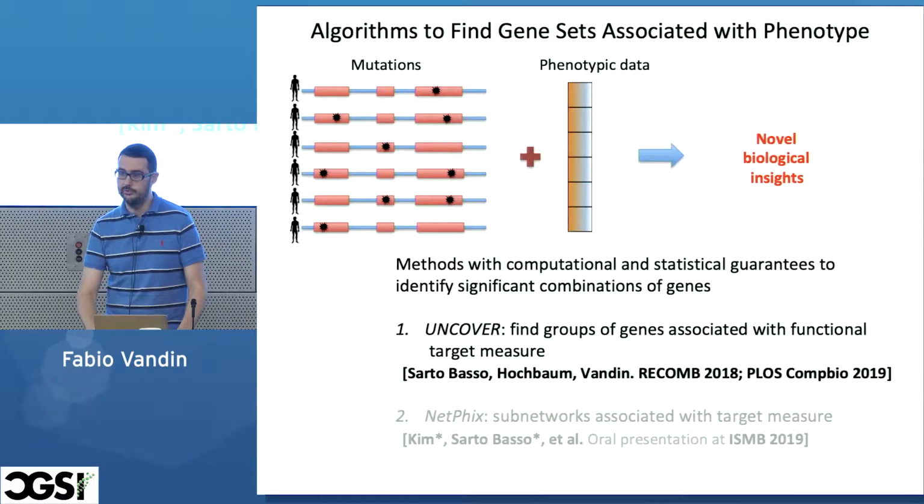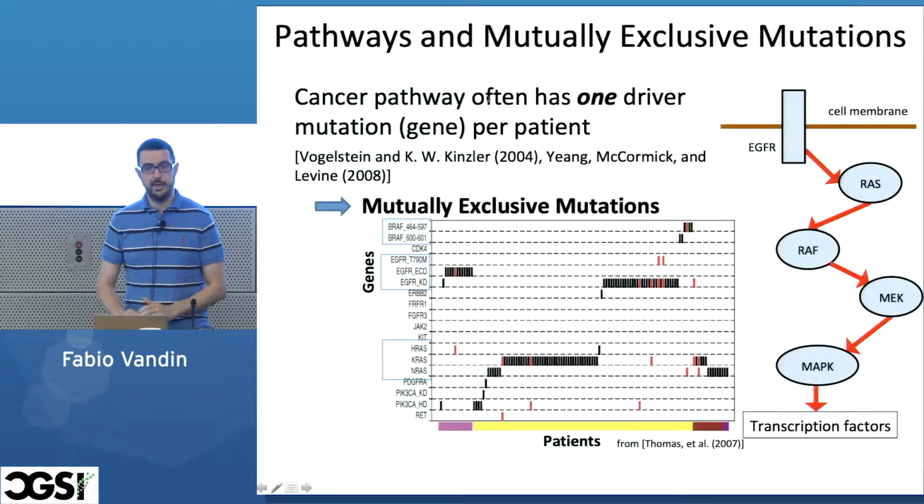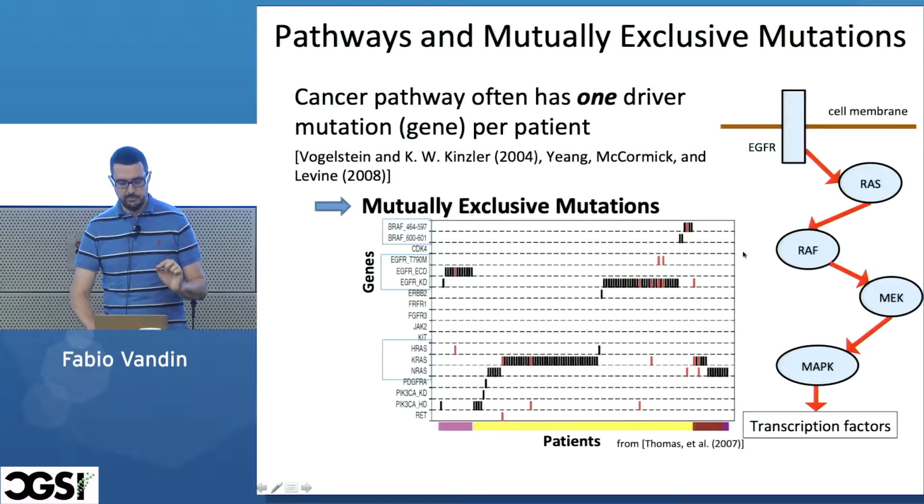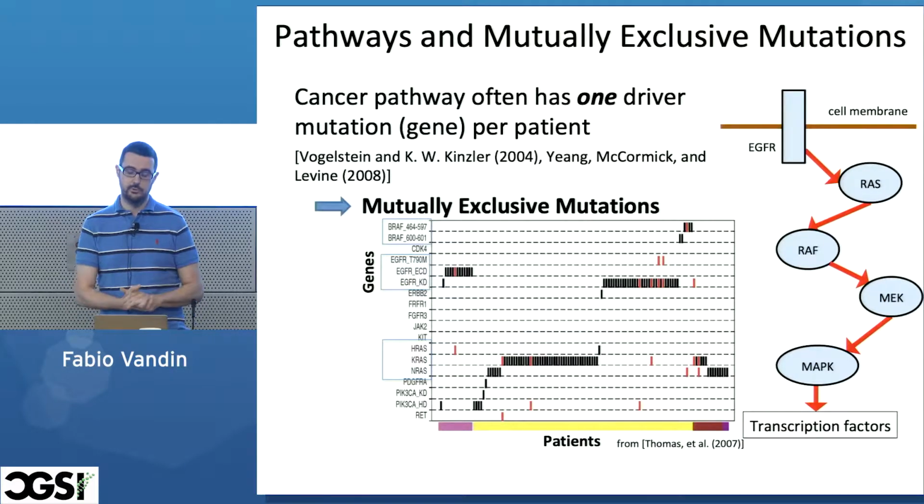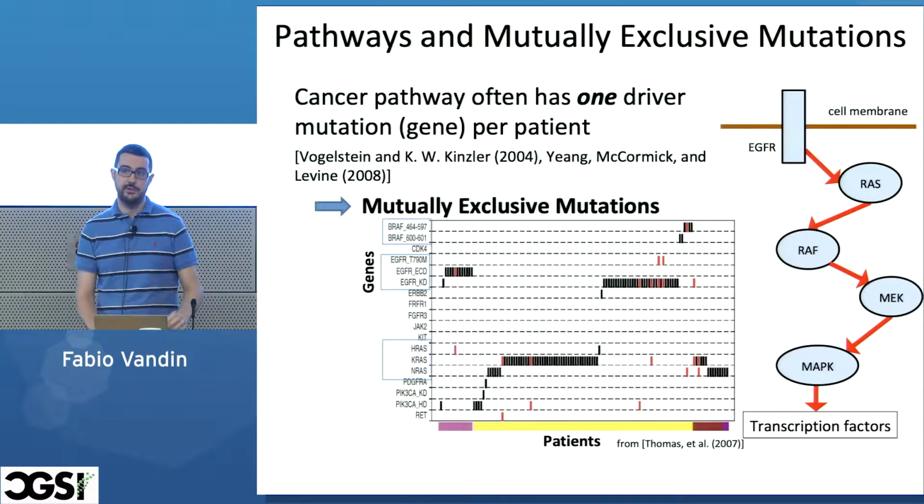Okay, so let's start from UNCOVER. UNCOVER builds on the idea that in many cancer pathways, usually only one gene in the pathway is mutated in each patient. Okay, so if you look at a cancer pathway, like this one, for example, if now you look at all the patients that have a mutation in this pathway for a given cancer type, then for most patients, only one of the genes in the pathway is mutated. Okay, so while there are many reasons why mutual exclusivity could arise, it provides us with a signal that we can use in trying to identify these driver pathways, so these sets of interacting genes that are important for cancer.